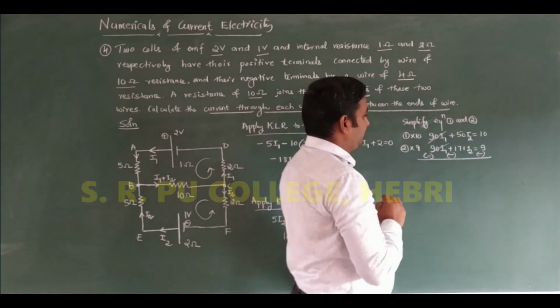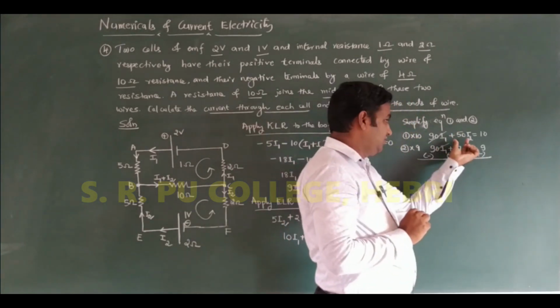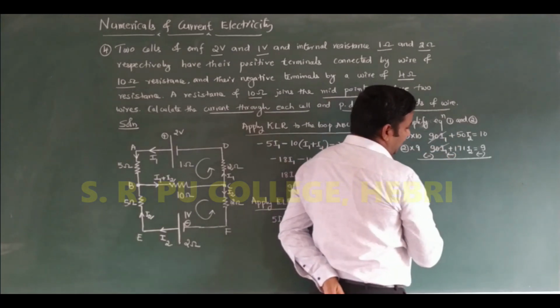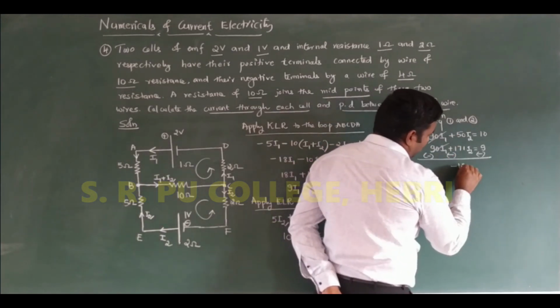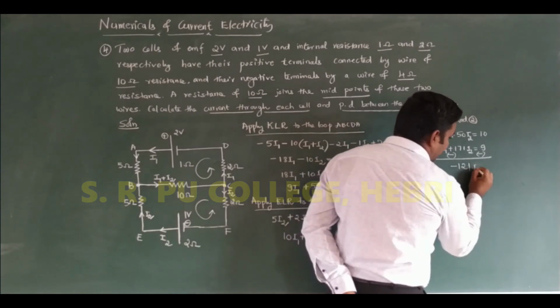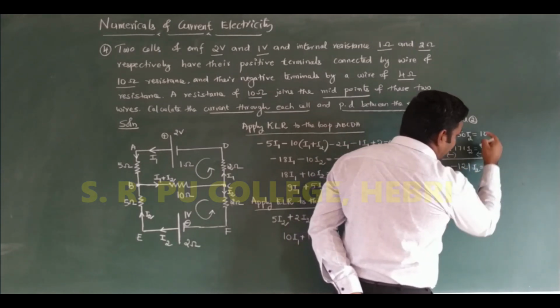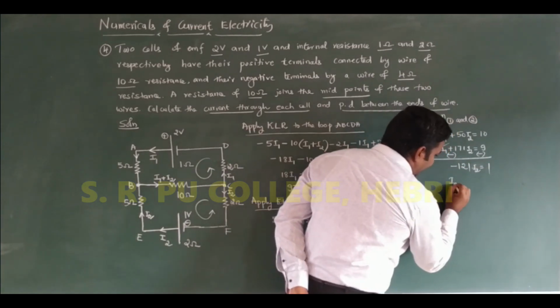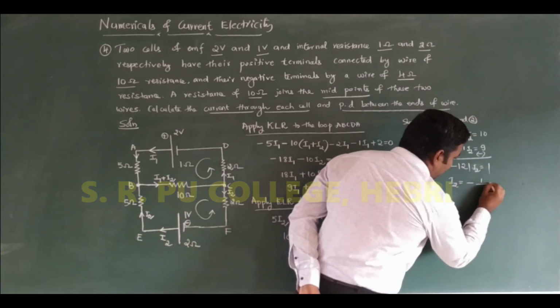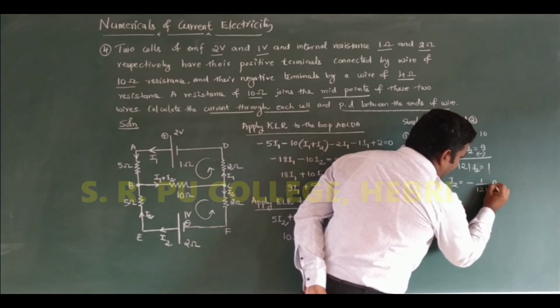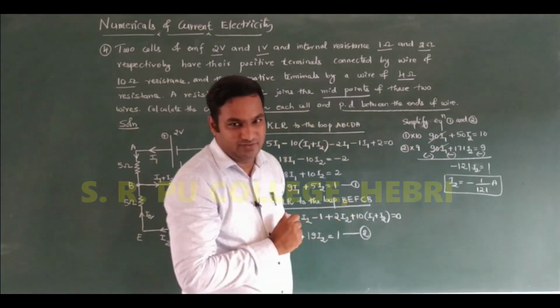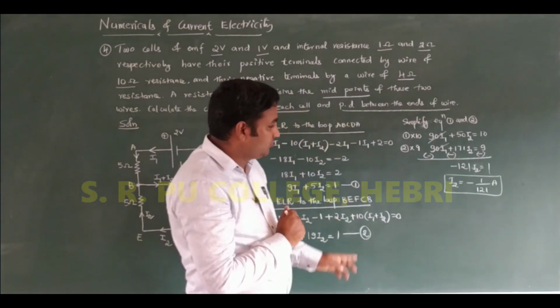171 plus, here it is minus, here it is plus, subtract the two, you will get the answer minus 121 I2. 10 minus 9, it becomes 1, therefore I2 value becomes minus 1 divided by 121 amps. This is the value for I2.